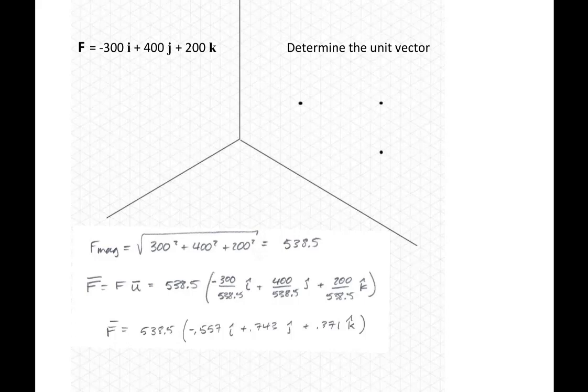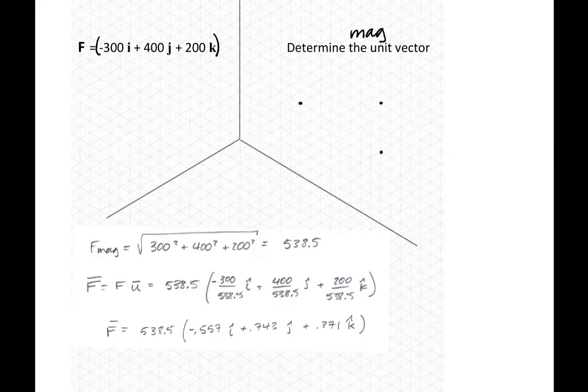Well, this is continuing on with section 2.7. Sometimes the force is given to you already in Cartesian coordinates and Cartesian description, and maybe we want to find out what the magnitude and the unit vector is. So here we have a force that's described by this, and let's find the magnitude and the unit vector.